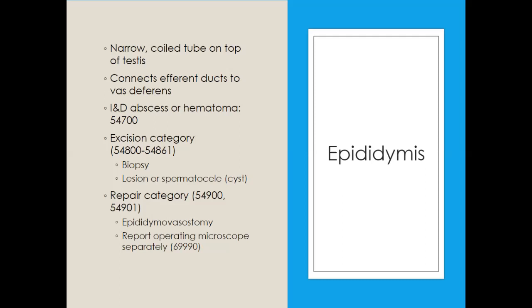So the epididymis is a narrow coiled tube on top of the testes. It connects efferent ducts to the vas deferens. Incision and drainage of an abscess or hematoma is going to be 54700. Your excision category is 54800 through 54861. Biopsy, lesion, or spermatocele cyst. Repair category is 54900 and 54901.